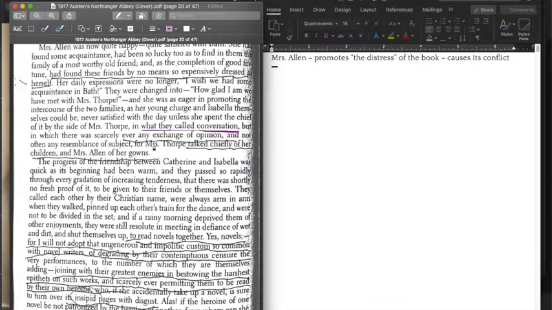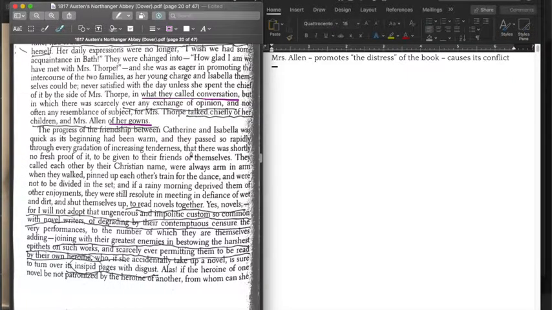"In which there was scarcely ever any exchange of opinion, not often any resemblance of subject." Okay, so they're talking, they don't really exchange any opinions, they don't really have any topics they cover. "For Mrs. Thorpe talked chiefly of her children, and Mrs. Allen of her gowns." So, yep, that sounds about right.